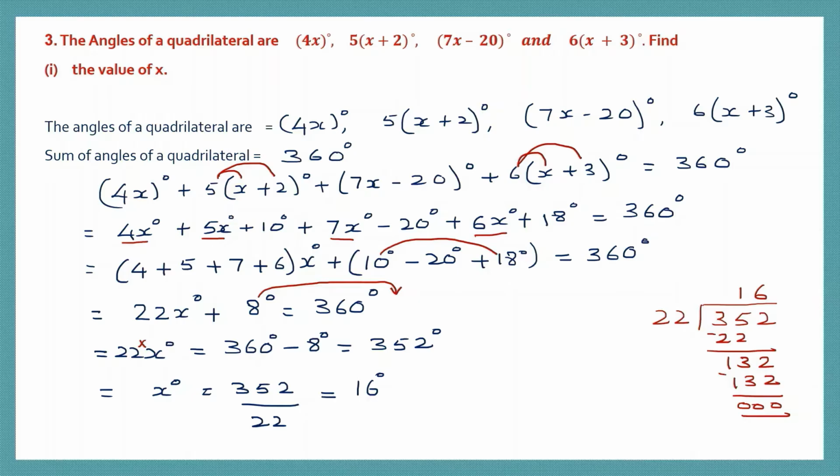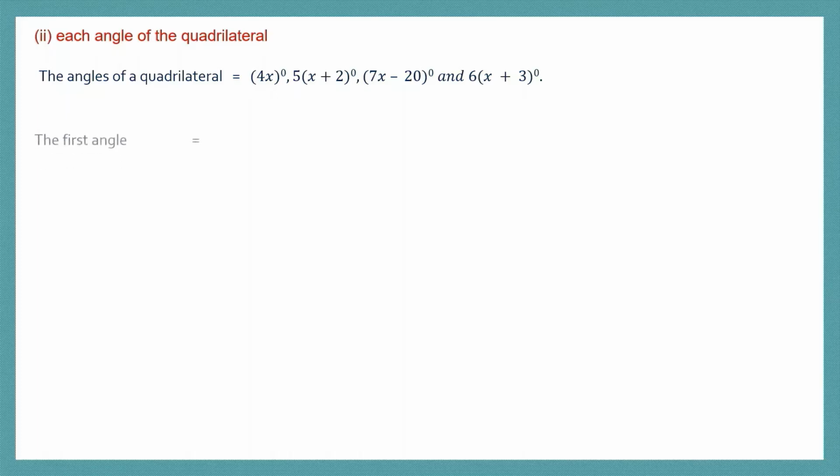So what is the value of x? X is equal to 16 degrees, and this is our answer. So this is the first thing that we have to find out in this question. Now we need to carry on. So the first question, the value of x we found. Second one, we have to find each angle of the quadrilateral. So the angles of a quadrilateral are this, and we are going to find the angles, each one separately.